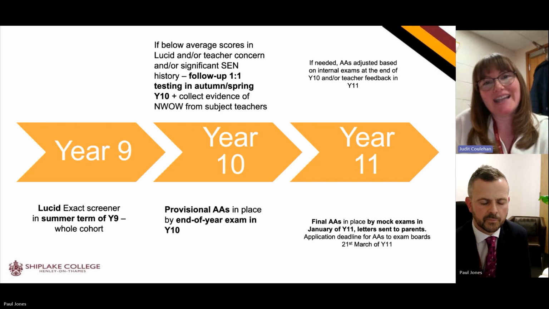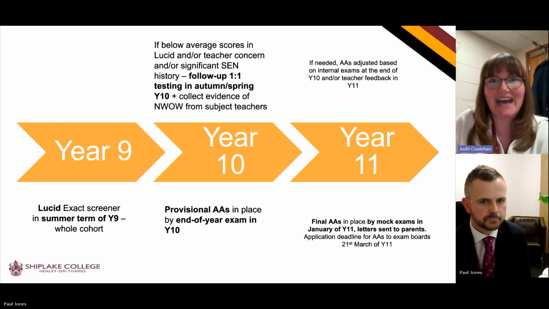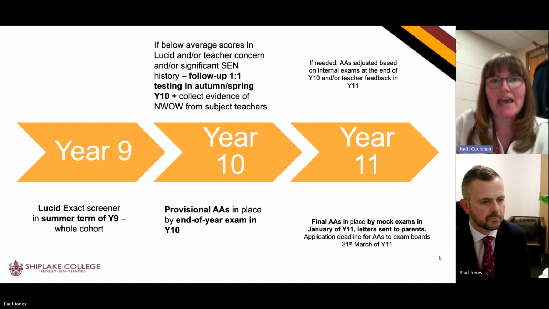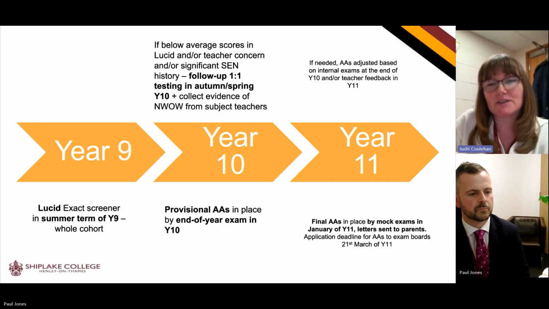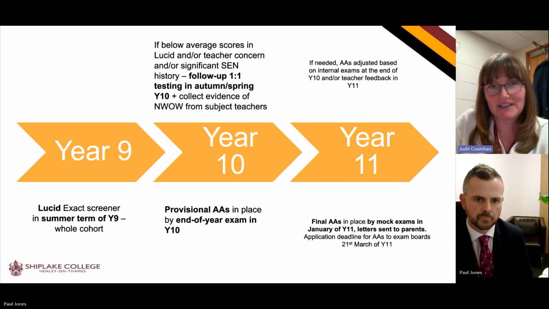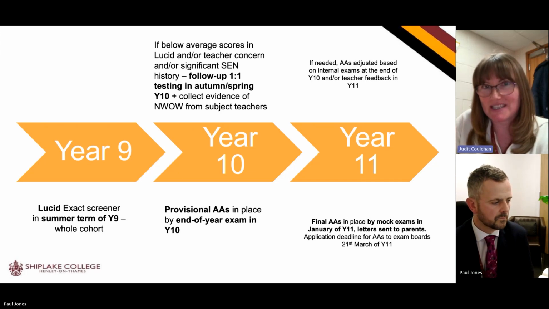And then we also collect teacher evidence of normal way of working at the same time. The aim is to be able to put provisional access arrangements in place by the end of year 10. So when students sit our internal end of year exams in year 10, by then we should have a really good idea of what they are very likely to qualify for in year 11. So they have their provisional access arrangements in place, and they sit the end of year exam in year 10 with those access arrangements in place.